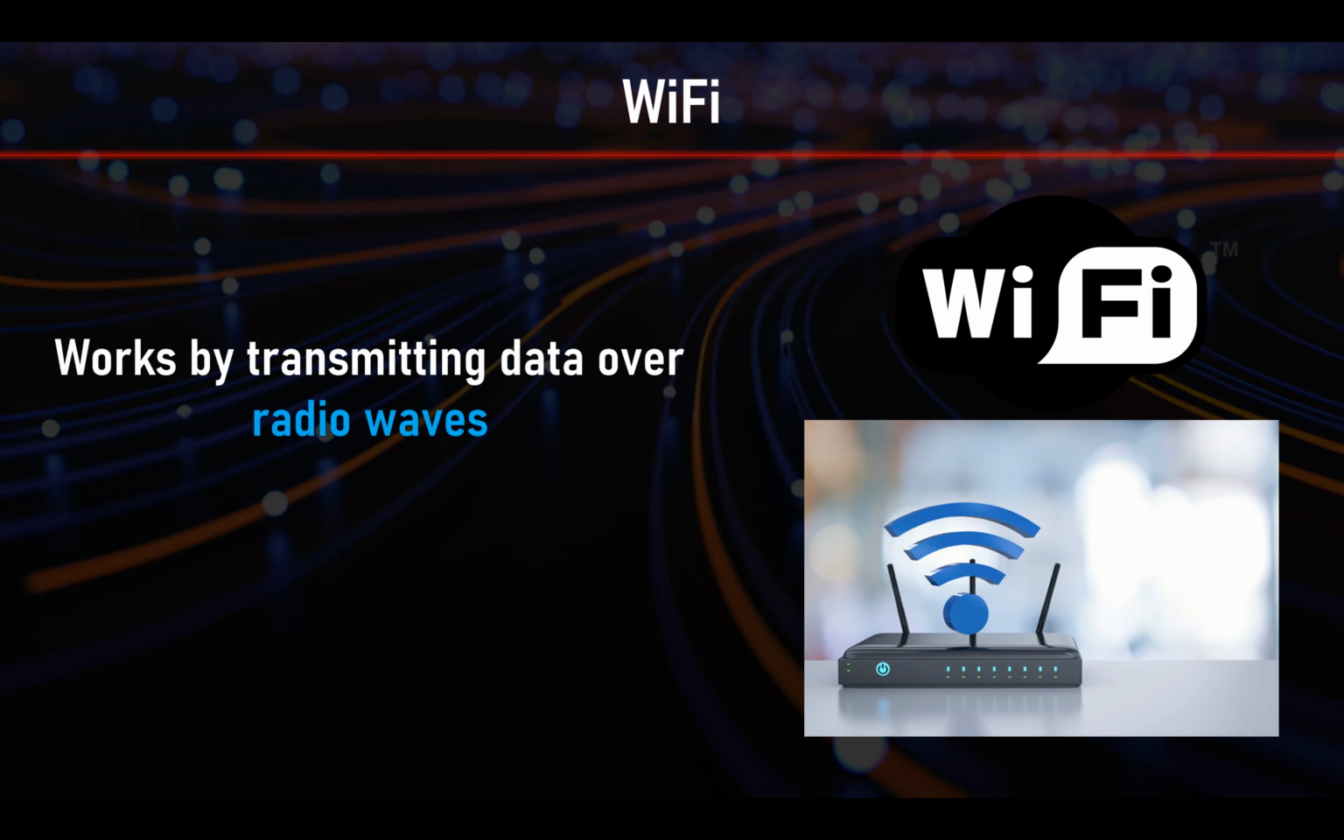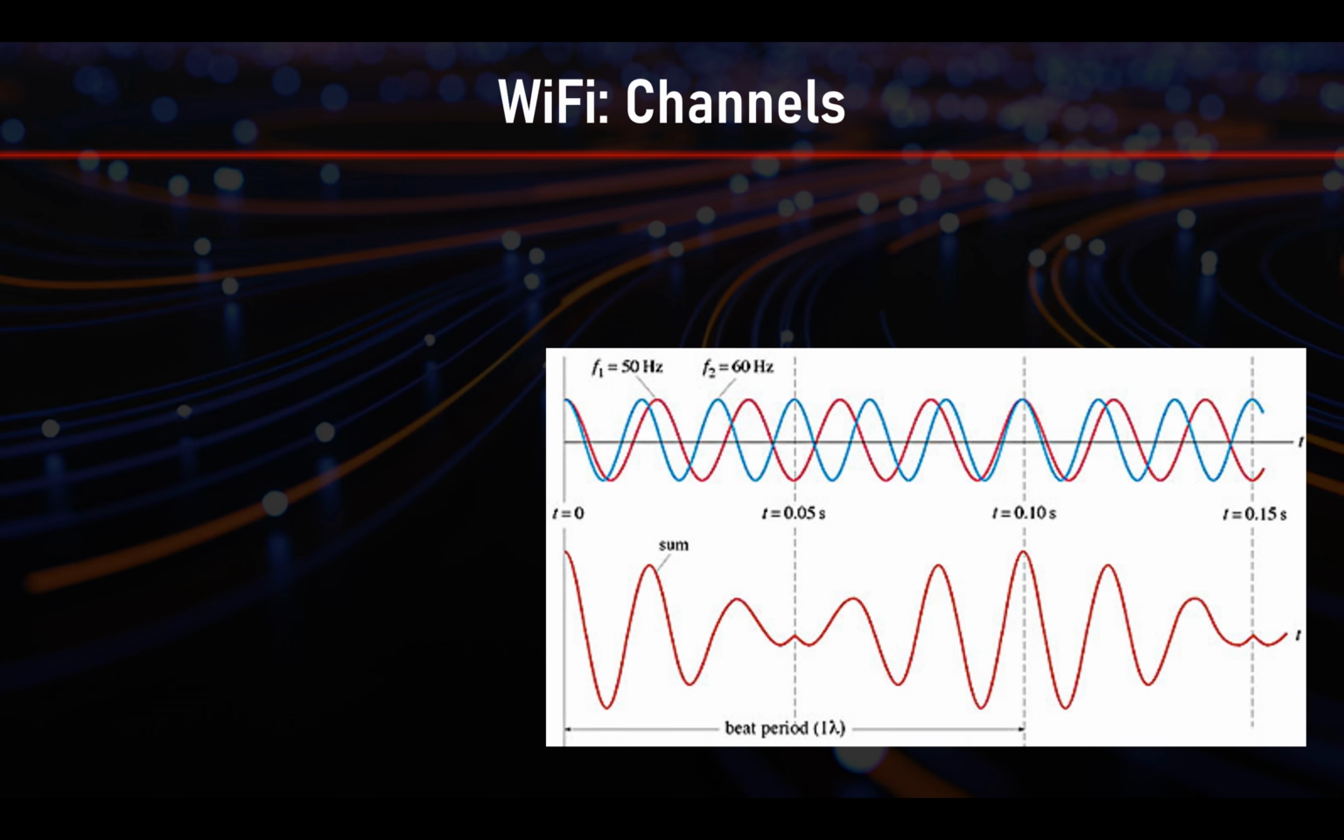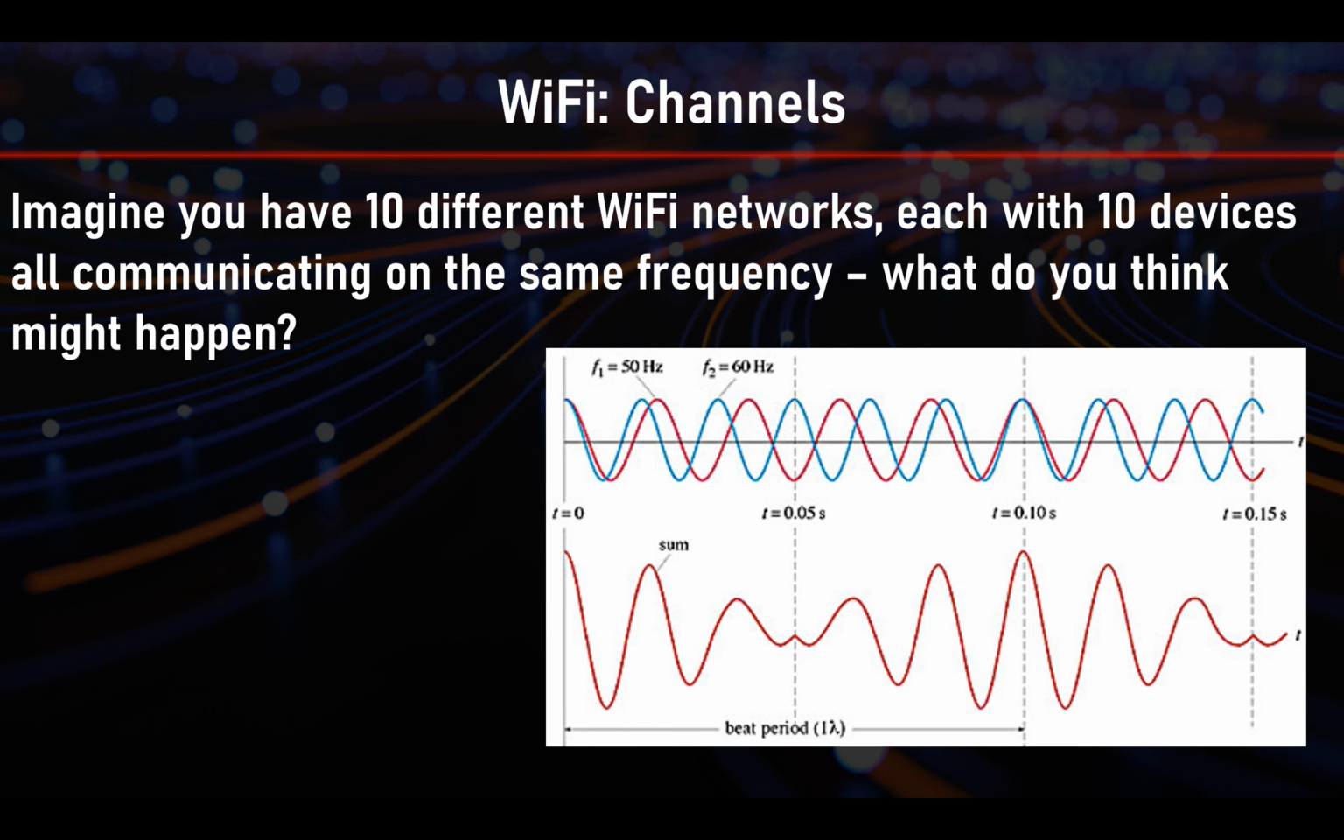Now if we look at some of the wireless mediums, Wi-Fi works by transmitting data over radio waves, and it uses different channels. These are groups of frequencies, and this is used to reduce interference. Imagine we have 10 different Wi-Fi networks, each with 10 devices all communicating on the same frequency. So effectively 100 different devices all communicating on the same frequency. Of course, we're just going to get interference here.